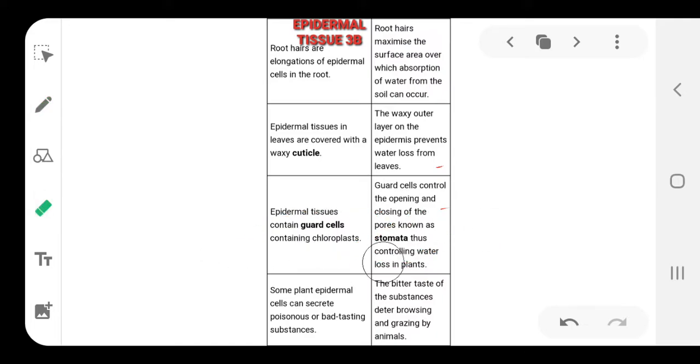So, first of all you should know these guard cells and the function they perform. Some plant epidermal cells secrete toxic, bad tasting substances. These substances are responsible for the bitter taste, so they basically prevent the plant from being eaten by grazing animals. You can call them structures which prevent the plant from being eaten up by grazing animals. So, you can see plants also have their protective network. These are some of the topics under epidermal cells.